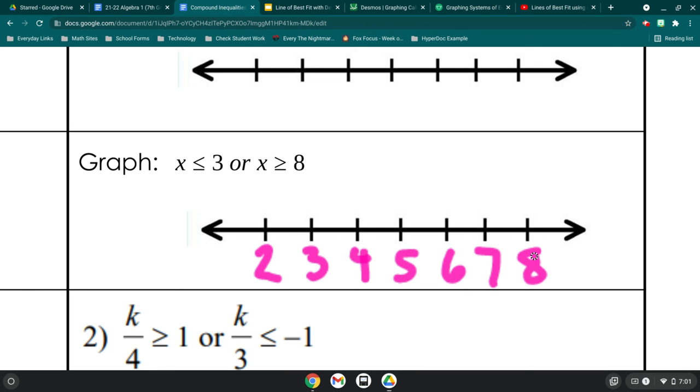Guys, are you impressed that I can count? I mean, I have a master's degree. This is what you get. I'm just kidding. All right.